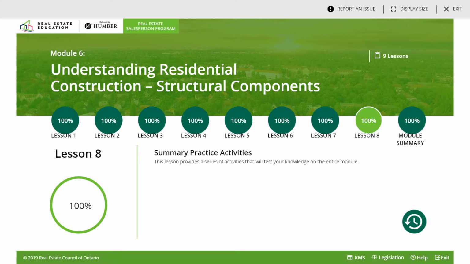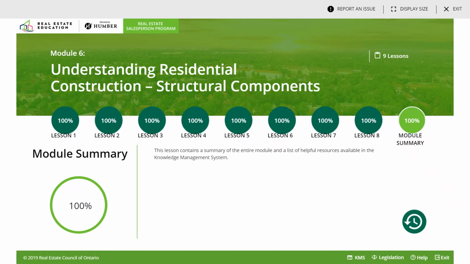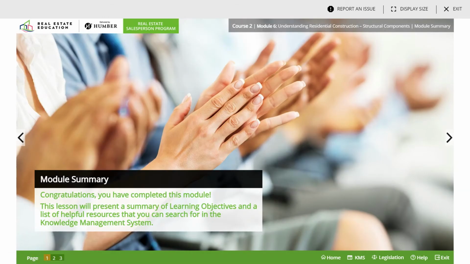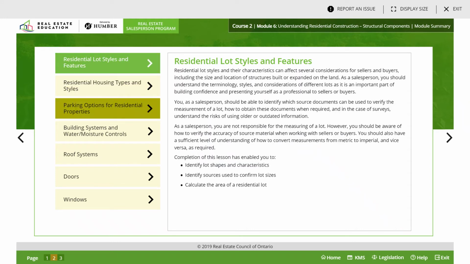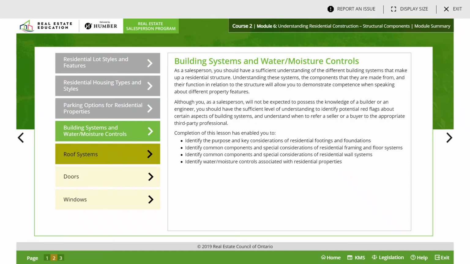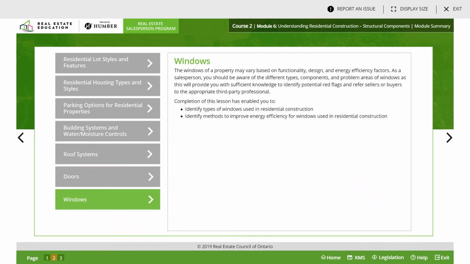Yeah, so a bunch of questions, and that was lesson 7. Lesson 8 is basically summary, practice activities, and module summary. The reason why I didn't do the module summary is because they don't really talk in detail about what you need to know. So that's why I went over each lesson, and hopefully you liked it.